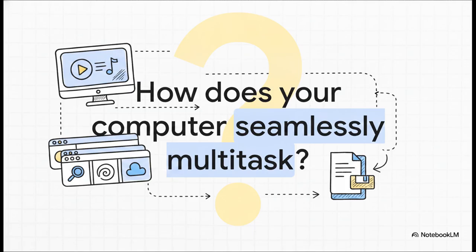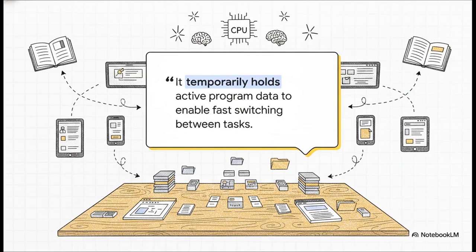Which naturally leads us to a crucial question about something I guarantee you do every single day. How exactly does your computer juggle streaming music, running a browser with 20 tabs open, and saving a heavy document all at the exact same time without completely freezing up? Well, the secret sauce here is RAM.